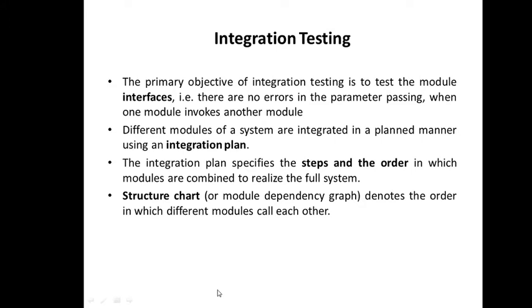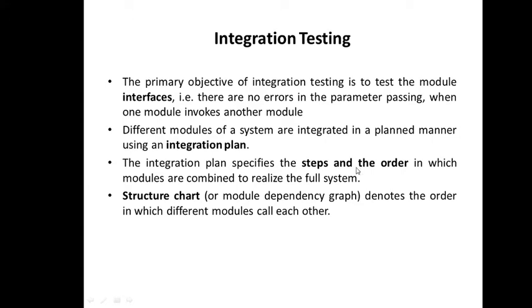Now, different modules of a system are integrated in a planned manner using an integration plan. Say let's assume we have a module dependency graph where module M1 is broken down into M2 and M3, and M2 is broken down into M4 and M5, a tree-like structure, right? So now we have to integrate these modules. How do we integrate? That depends upon the integration plan. What is an integration plan? It specifies the steps in the order in which the modules are combined to realize the full system.